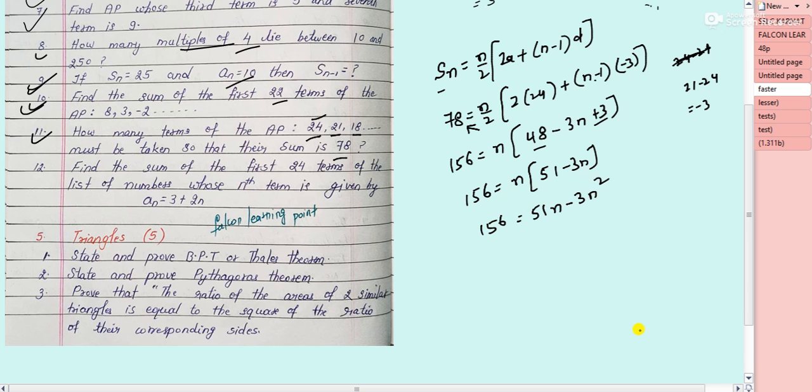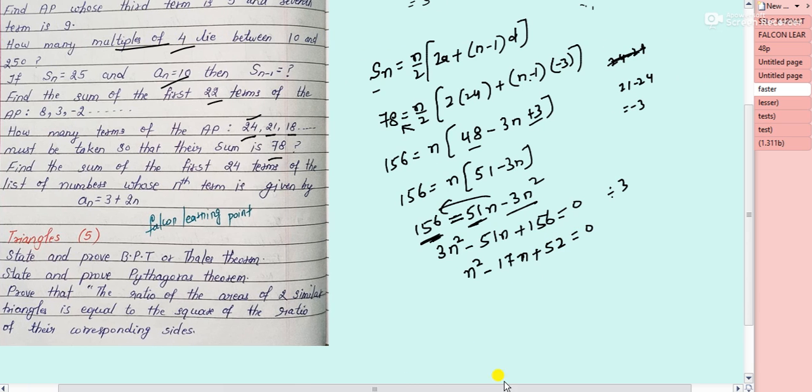Now this is in the form of a quadratic equation, correct? So let me bring this to LHS. This becomes 3n square, this is minus 51n, and this is already in the LHS, so it remains the same. So I have changed the sign. See, minus becomes plus, plus becomes minus, and this remains the same because it was already in the LHS. Now if you see, all of them are divisible by 3, so divide this. You will get n square minus 17n plus 52, isn't it?